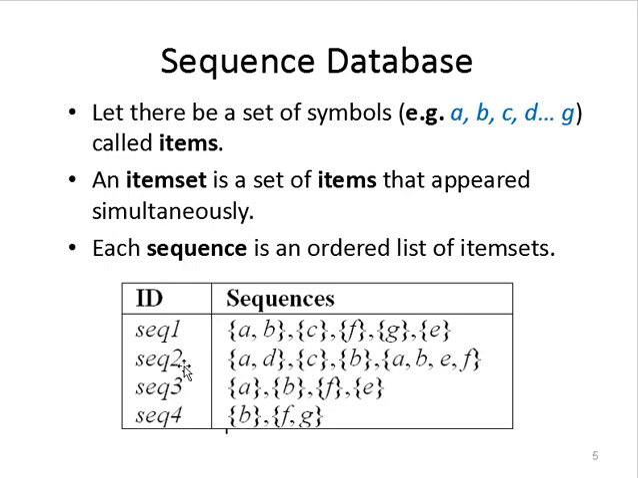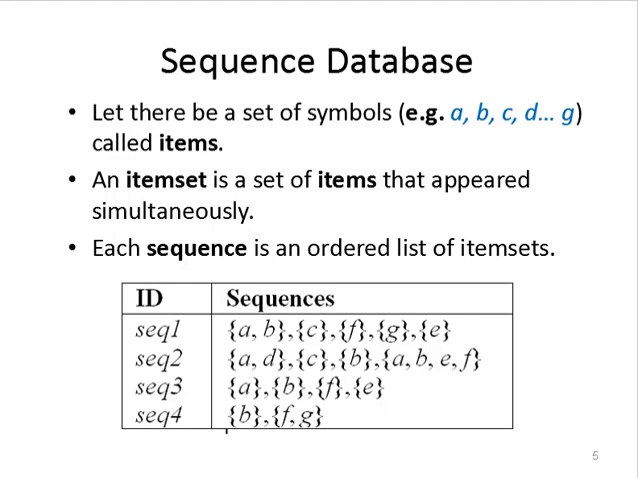We have another sequence, sequence 2, AD together at the same time, followed by C, followed by B, followed by A, B, E, and F at the same time, and so on. So this type of data, as I said, can be used to model many different types of data.